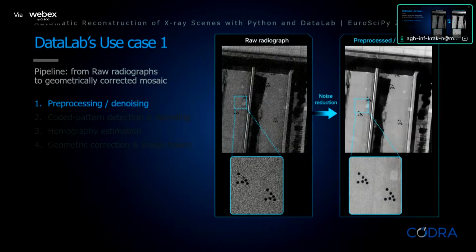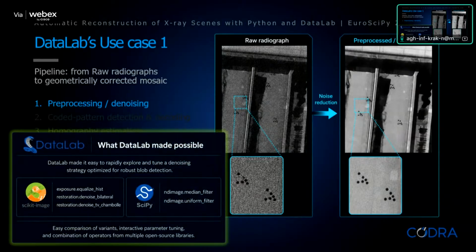So to do so, we had to experiment on various data. So that's what DataLab made possible. The final algorithm is composed of a combination of all those functions from scikit-image and SciPy, which are used with different parameters depending on the noise of the sub-images or the contrast of the sub-images. So it was really made possible because with DataLab it's easy to fine-tune the algorithm. The results speak for themselves.